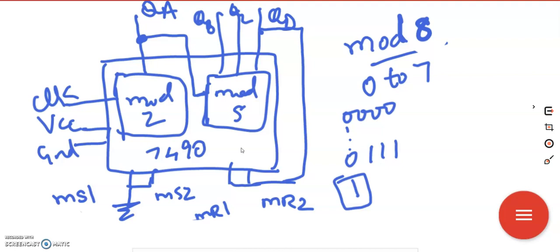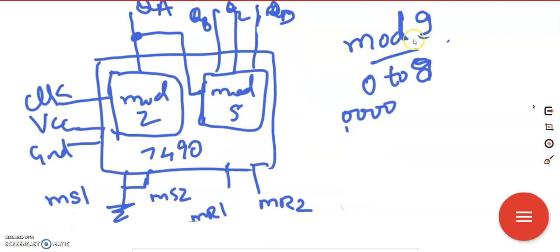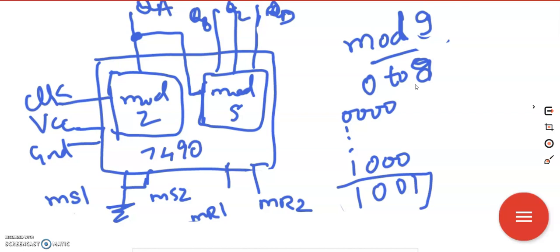Now in today's class we will discuss how we can realize mod 9. For mod 9, the valid counts are 0 to 8, or 0000 to 1000. As soon as the count reaches 1001, we are supposed to reset it. This is your least significant bit QA, and this is the most significant bit QD. As soon as QA and QD are both 1, we are supposed to reset the count.